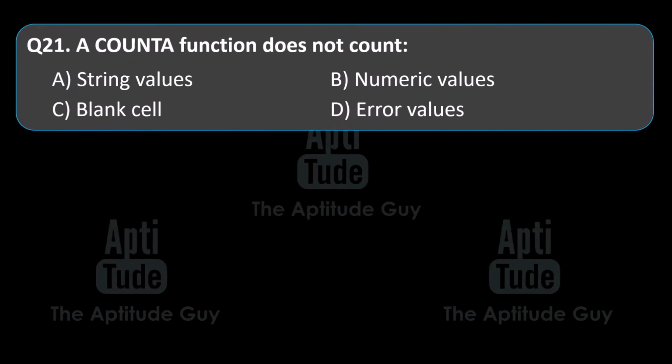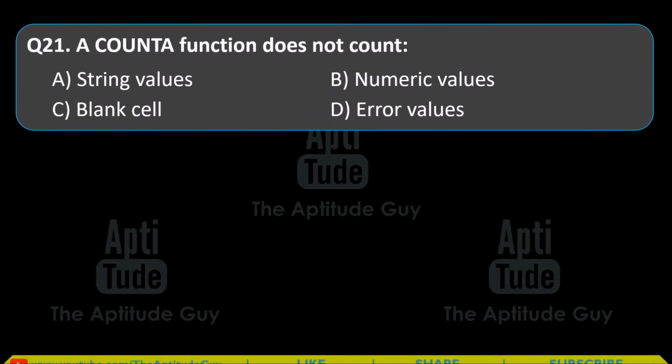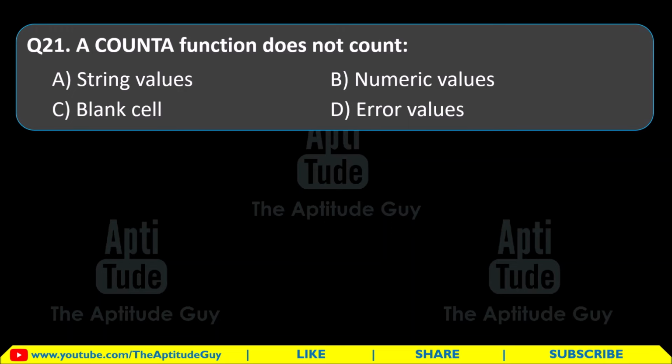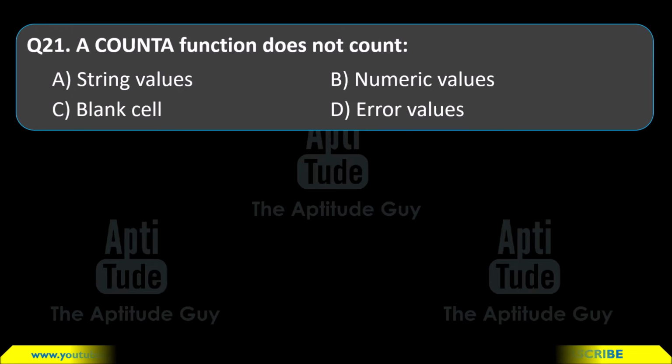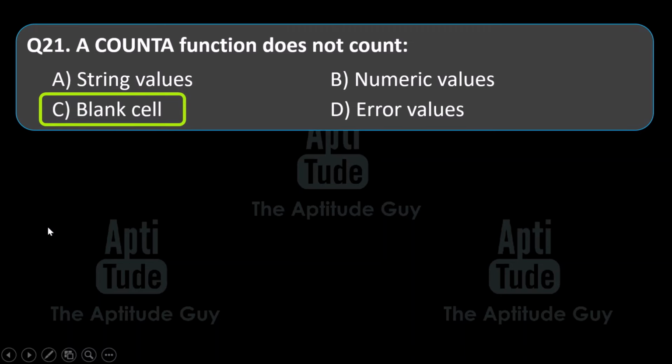Question number 21. A COUNTA function does not count. Now, we talked about it in the previous video, in part 1 of the Excel questions. What is the answer according to you? Okay, I hope you got this right, because if you watched the first video, you will definitely get this right. The COUNTA function, I told you, counts everything other than a blank cell. Anything and everything that is there in a cell, it will count it. But if there is a blank cell, it will not count it. So of course the answer is option C.